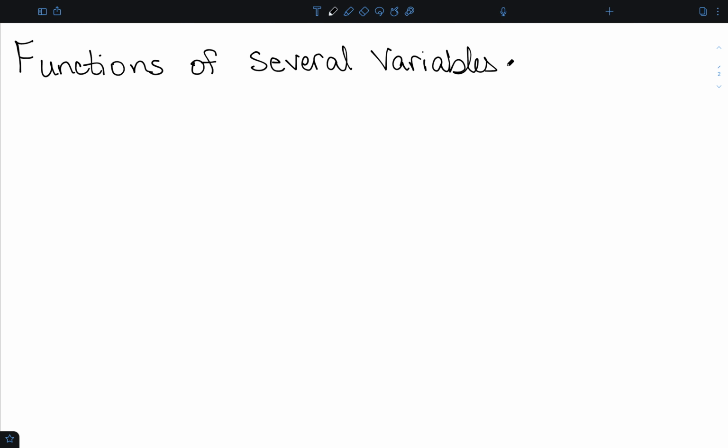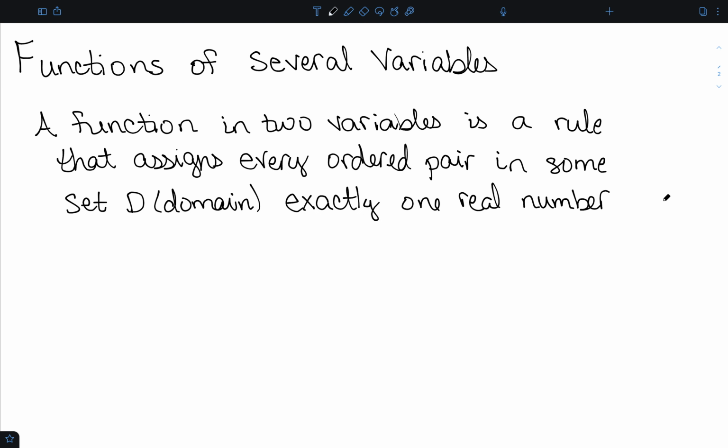We want to look at what it means to be a function in several variables. While I'll predominantly deal with 2 or sometimes 3 variables, we can use as many as we want. A function in 2 variables is a rule that assigns every ordered pair in some set D, known as the domain, exactly one real number.